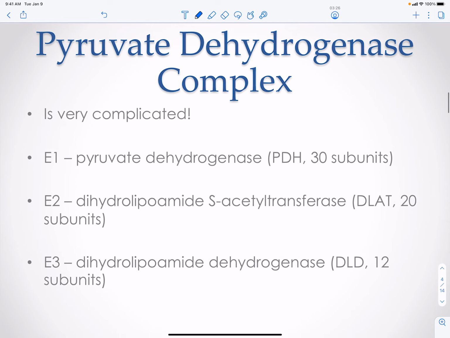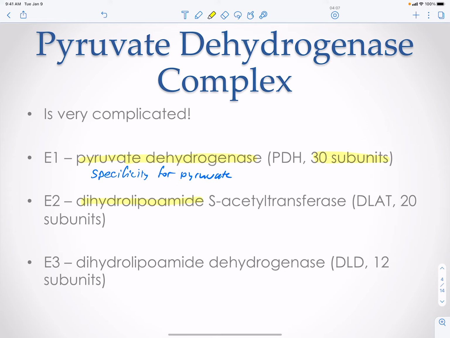Now, the pyruvate dehydrogenase complex is going to be a very complicated complex. It's going to be made up of 3 different enzymes, enzyme 1, 2, and 3, so that's where the E is. The first enzyme is actually called pyruvate dehydrogenase, and this is going to have specificity for pyruvate. So E1 is going to make the pyruvate dehydrogenase complex only work on the substrate pyruvate. And it's a very large complex. It has 30 subunits.